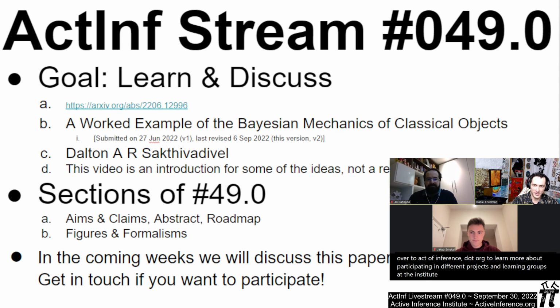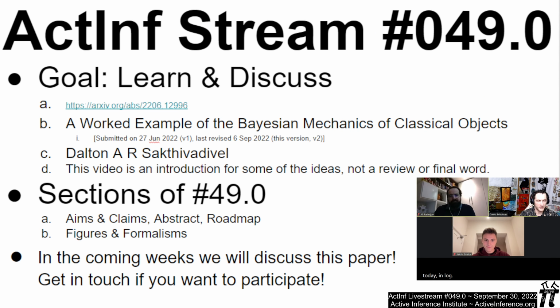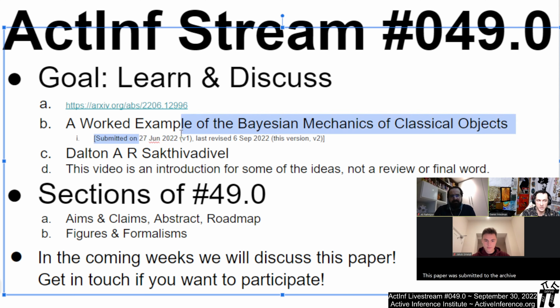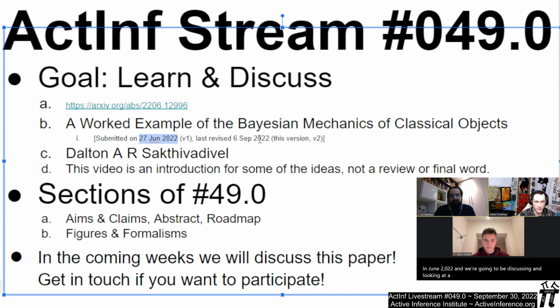Well, we're here today in livestream number 49.0, where we're providing some background and context for the paper, A Worked Example of the Bayesian Mechanics of Classical Objects. This paper was submitted to the arXiv preprint server in June 2022, and we're going to be discussing a slightly revised version that was uploaded earlier this month on the 6th of September. It's a single author paper by Dalton A R Sakthivadivel.